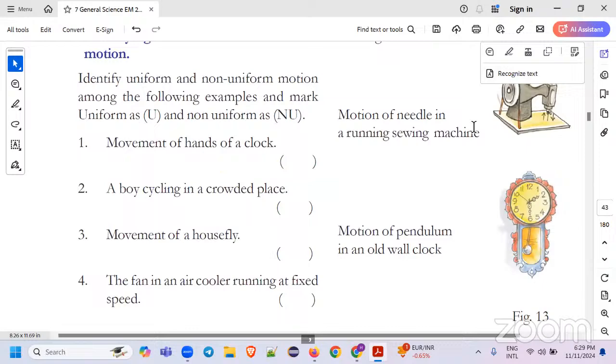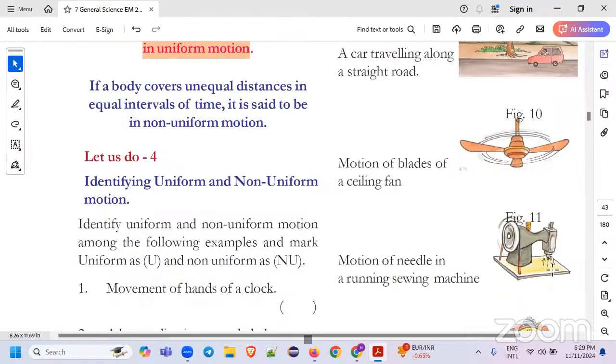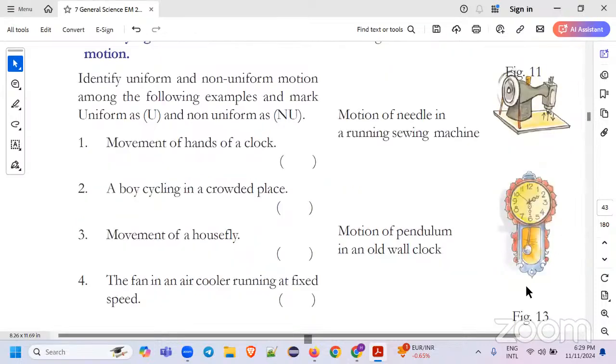So there we have seen the four kinds of motions. The first one is the car moving linearly. The second one is an object revolving around a rod, which we said is an axle. Here in a sewing machine, the needle moves up and down, and in a wall clock or a pendulum clock, the pendulum moves left and right.